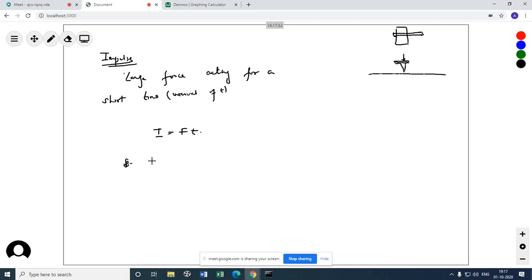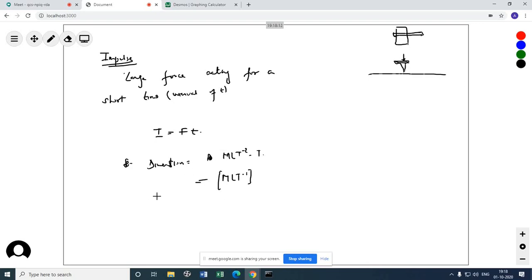What do you think the dimension will be? Newton seconds. No, I'm talking about dimension. M L T to the power minus 2, then again times T. So that gives me M L T to the power minus 1. This is the dimension of impulse.